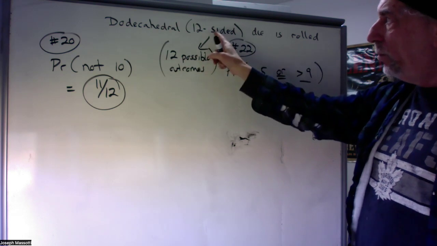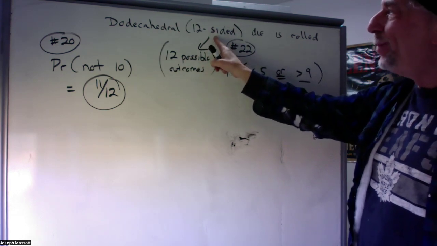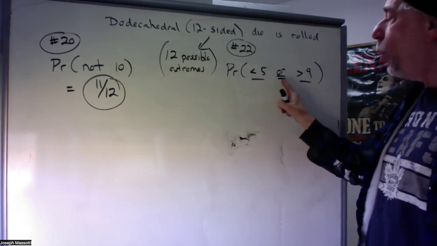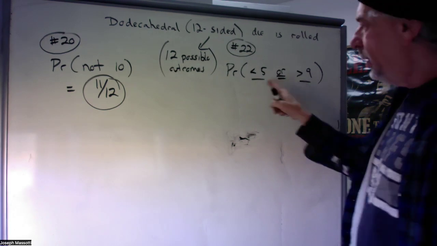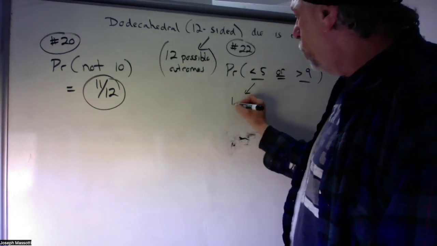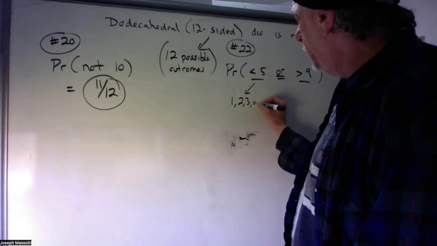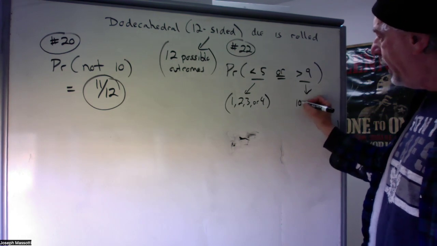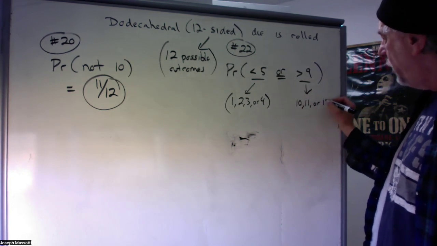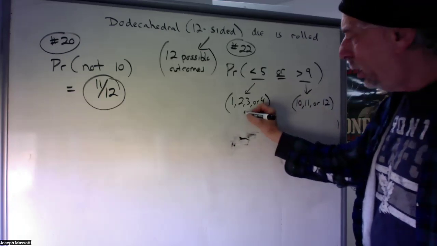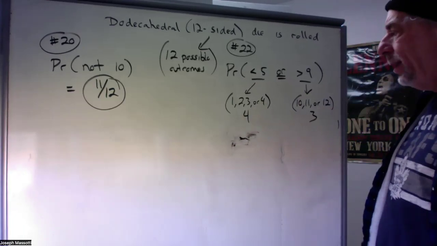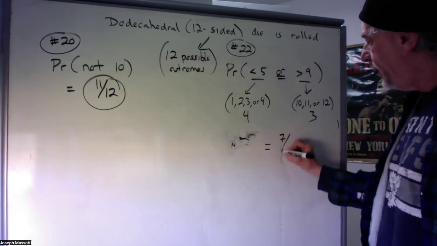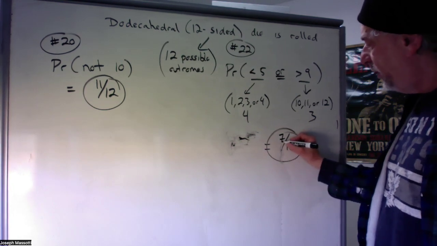So same dodecahedral die, 12 outcomes. What's the probability that we get a number less than 5 or greater than 9? So less than 5 is going to be 1, 2, 3, or 4. And greater than 9 is going to be 10, 11, or 12. So 4 possibilities here, 3 possibilities here. Out of 12, the probability is going to be 7 out of 12.